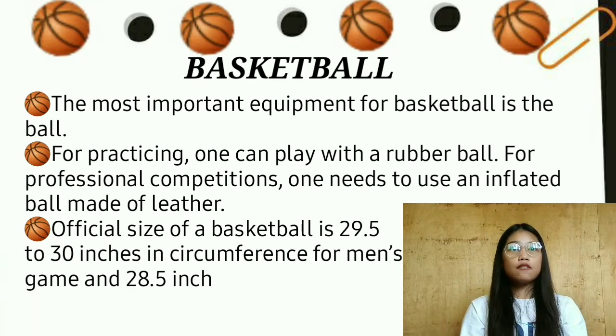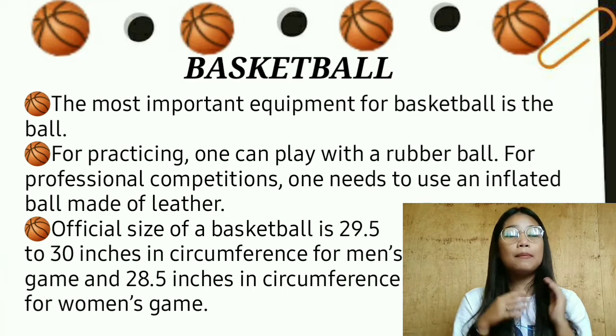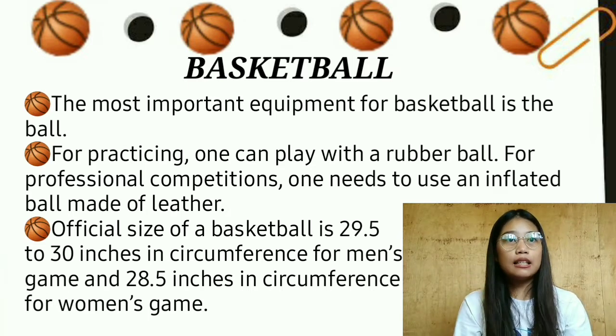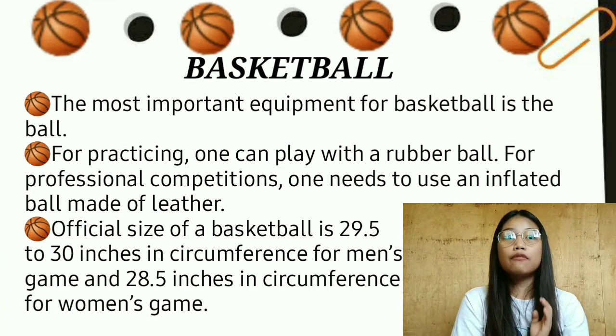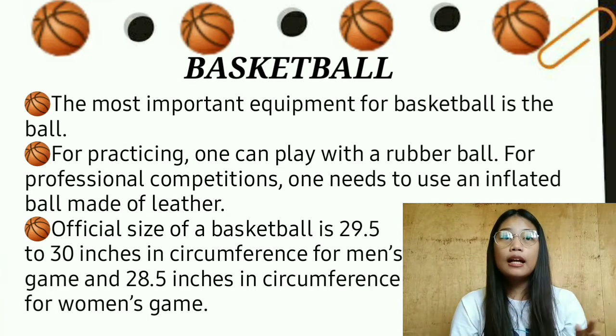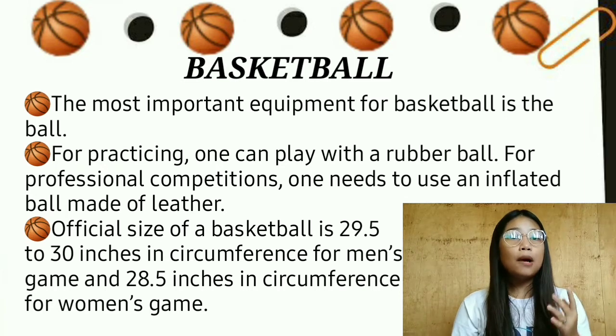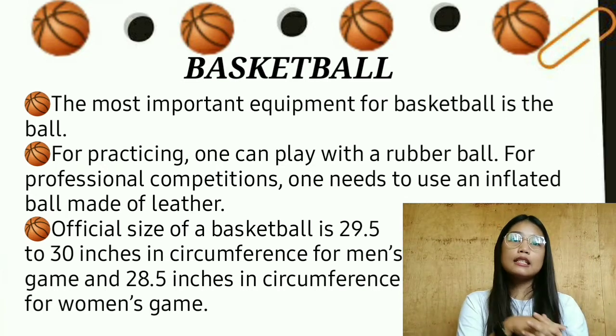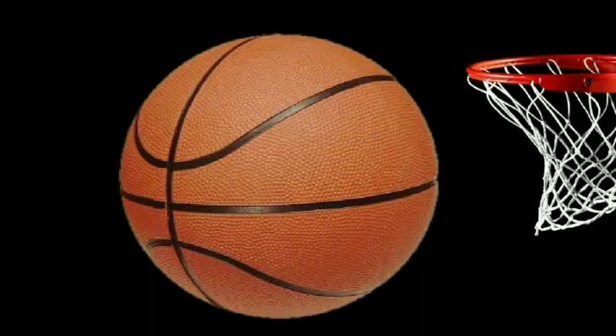The official size of a basketball is 29.5 to 30 inches in circumference for the men's game, and for the women's game it should be 28.5 inches in circumference, and it should weigh 18 to 22 ounces. When it is bounced from 6 feet off the floor, a well-inflated ball should bounce at 49 to 54 inches in height. So that is for the ball. This is an example of the ball.